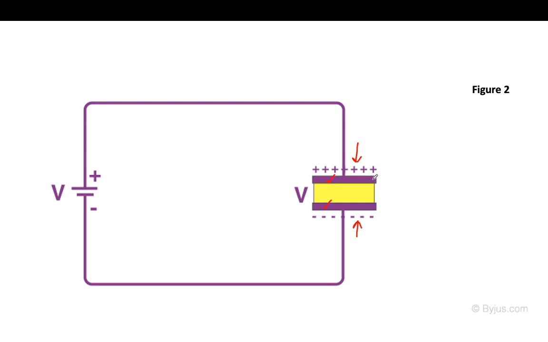When the battery is removed from the capacitor, the two plates hold a negative and positive charge for a certain time, thus the capacitor acts as a source of electric energy. So once the capacitor is charged, if we remove the battery, then this capacitor will act as an electrical source of energy.